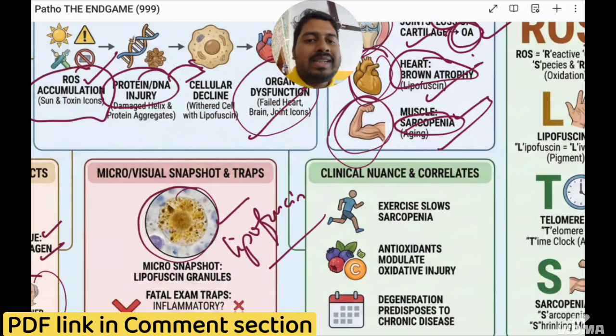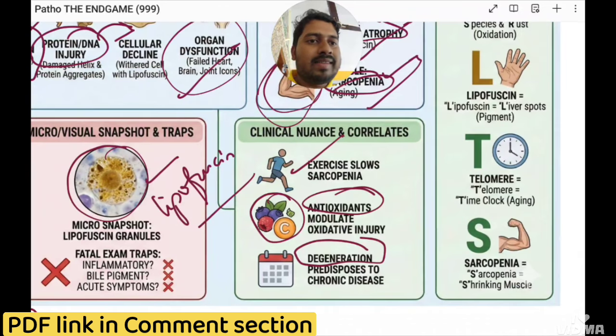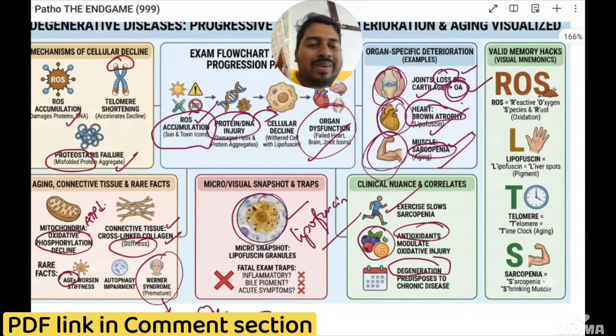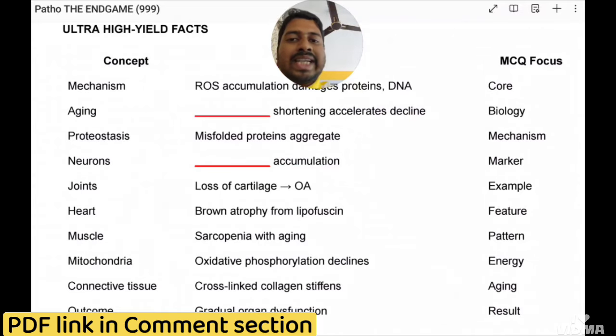So what are the things which drive away degeneration? One is exercise, which decreases the rate of sarcopenia. So exercise is very important. Second is antioxidants, which are present in fruits. And third, degeneration actually predisposes to chronic diseases. So that's why our aim, if you want to live longer, is to decrease degeneration. Telomere shortening accelerates the aging process.